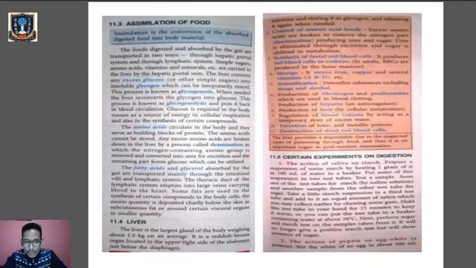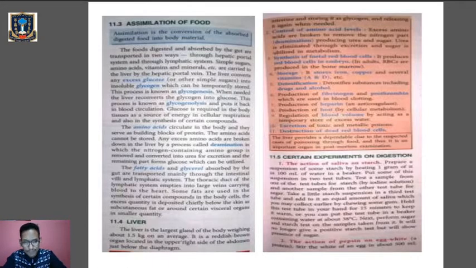Clear? So excess glucose will be changed into glycogen in the liver by glycogenesis. But whenever there is a demand for glucose, the glycogen will be converted back into glucose, and this process is called glycogenolysis. Now the glucose will be put back into body circulation. Glucose is a source of energy in our body.